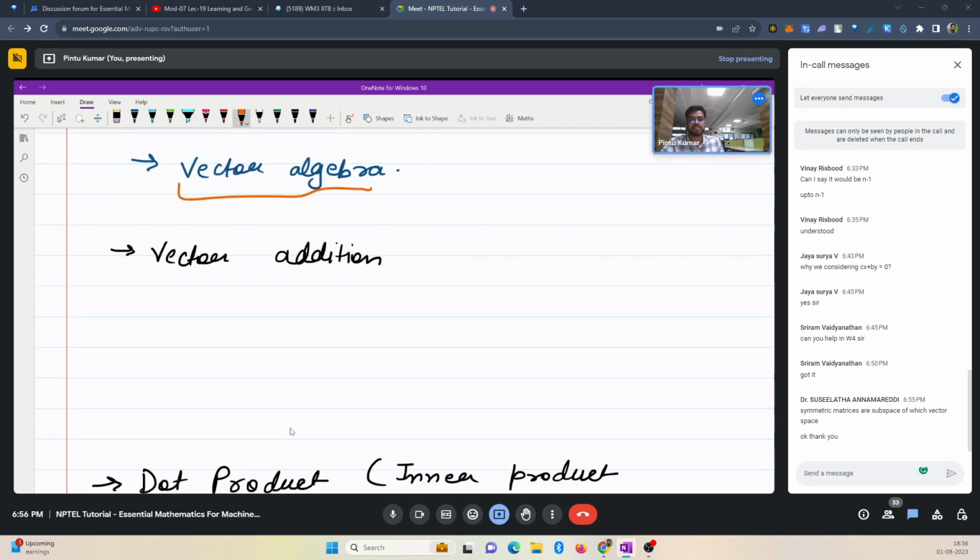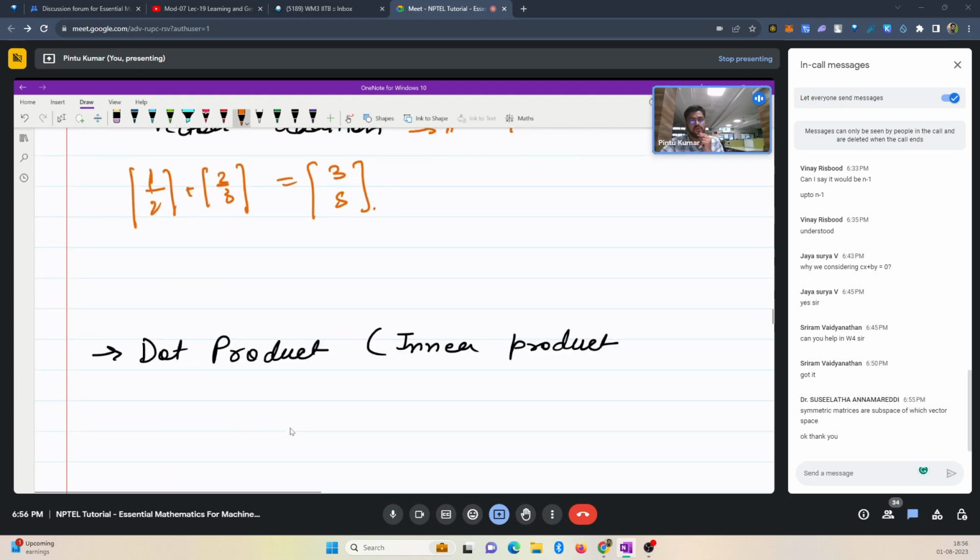I think vector addition, all of you know that if you have two elements, let's say 1, 2 and 2, 3, this is related to R2, right? Or Rn for that matter, you can extend it to Rn. Then you can add them element-wise, so this is 3 and 5. So vector addition, I think all of you know.